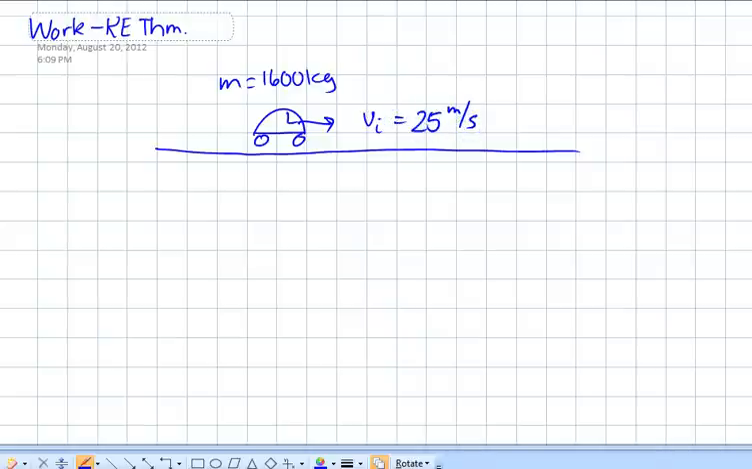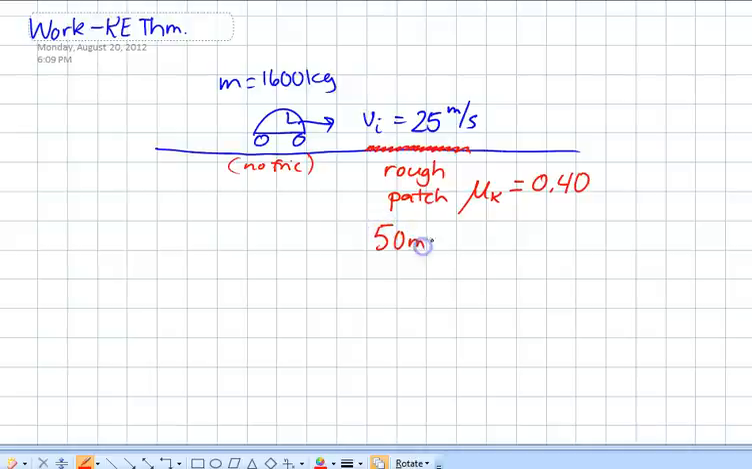A lot of problems are really annoying and put things in kilometers per hour, but we're going to keep it simple. So let's say that this car is about to hit a rough patch or rough surface. Right now there's no friction where it's traveling, but it's about to hit a rough patch where the coefficient of kinetic friction, because it's moving, is equal to 0.4. And let's also say that this rough patch is 50 meters wide.